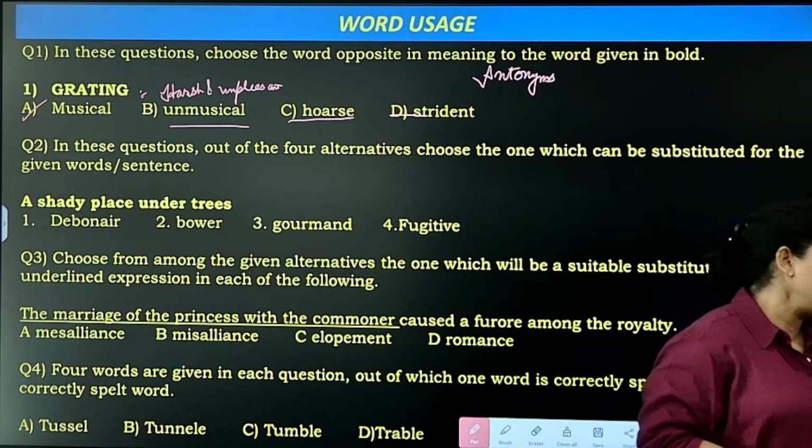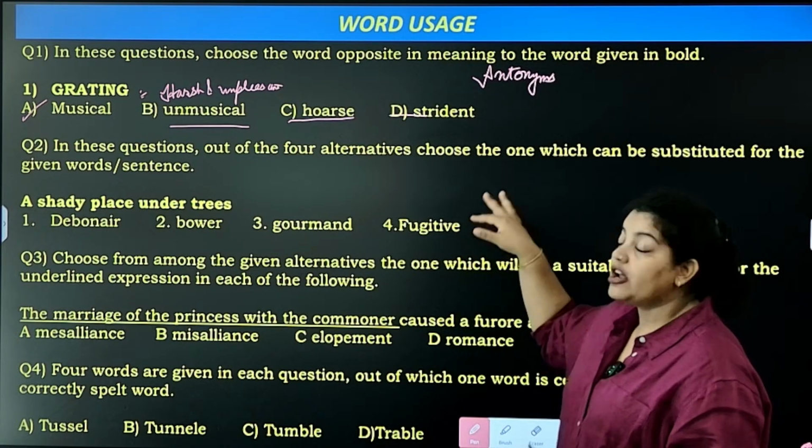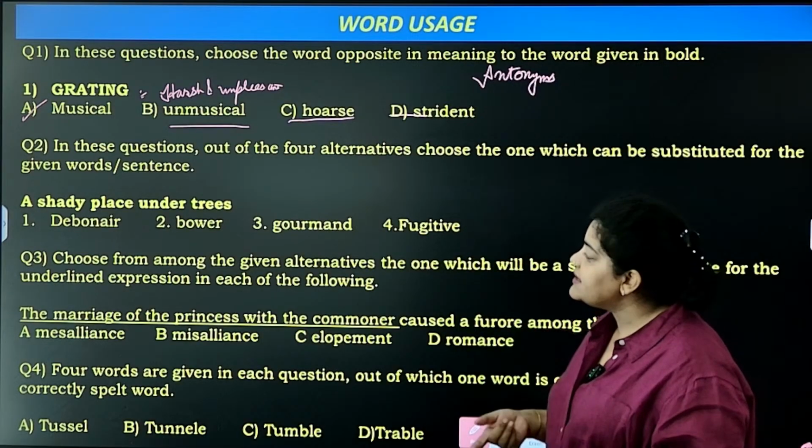A window or a flat frame? No, sir, that's not the meaning of the word grating. Okay, so musical is the answer in this context. Okay, now let's see the next question.